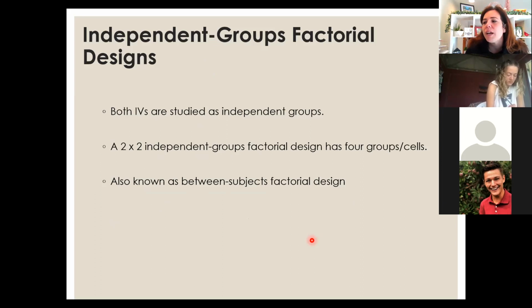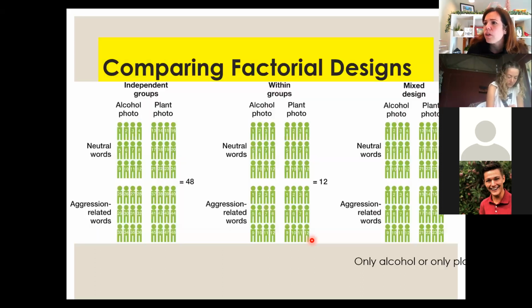So that would be a 2x2 independent group design where there's 4 different groups of participants. So if you wanted 50 participants in each cell, you would need 200 participants total to participate in that. So here's what it would look like. So I would want maybe exactly the same number in each of these groups so that I'm comparing it evenly, right? Between my independent groups, the alcohol and the plant photo group.